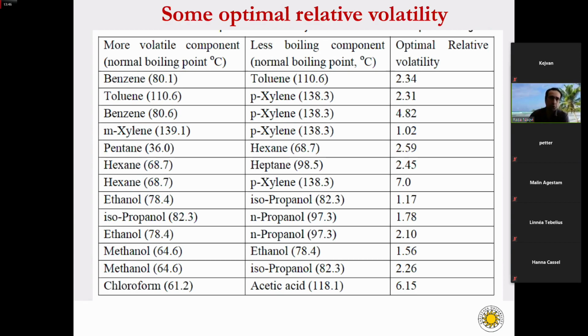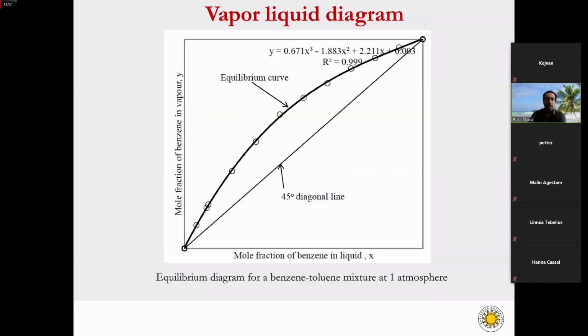So this is just to show you the optimal relative volatility of some of the most common mixtures in the oil refineries and also in the petrochemical industry. Now I would like to show you a very important diagram, which is called the vapor liquid diagram. This vapor liquid diagram gives us information about the mole fraction of a certain component in the liquid phase and its relationship with the mole fraction of that component in the vapor phase when they are in equilibrium.